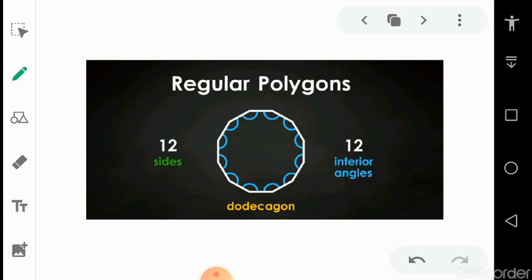For example, here is an interesting figure. You can see a regular polygon having 12 sides. So students, it doesn't matter how many sides there are, it may be 12, it may be 20, even it may be 100 or thousands, but it is not possible to draw a freehand diagram. Now for 12 sides we can try to draw. Here you can see the name of this polygon is dodecagon. Sides are 12 and interior angles are also 12. Again, the number of sides is equal to the number of interior angles.